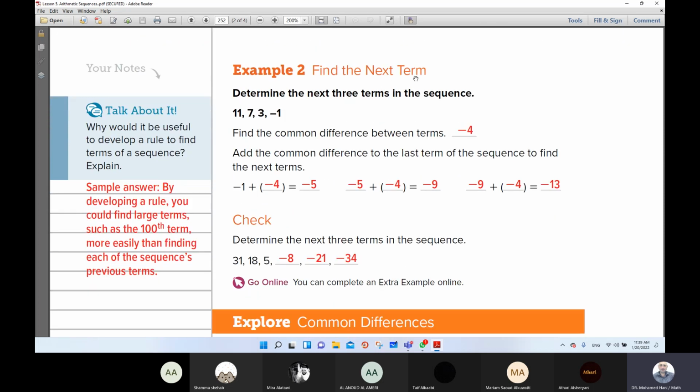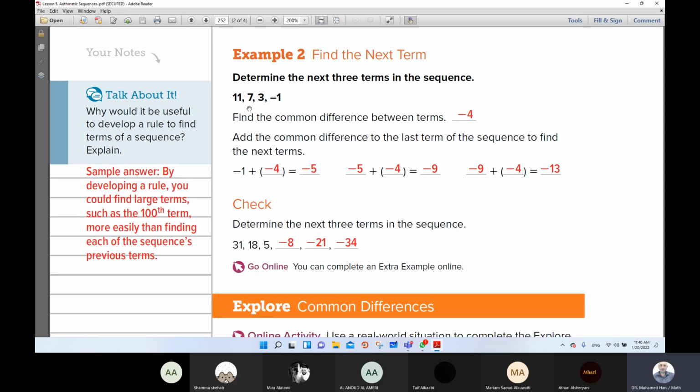Find the next term. Determine the next three terms in the sequence. We have this sequence: 11, 7, 3, negative 1. At first, find the common difference. As you see, 11 minus 4 will be 7. 7 minus 4 will be 3. 3 minus 4 will be negative 1. So d equals negative 4.